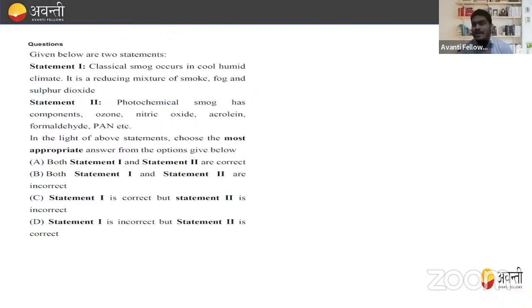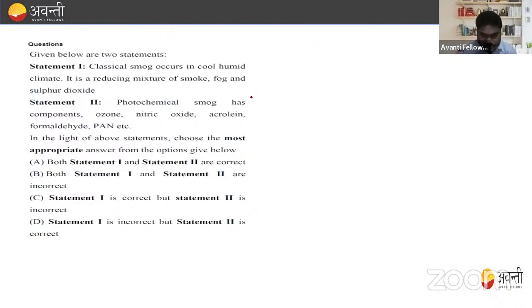Photochemical smoke has components, because we already discussed that photochemical smoke is oxidizing in nature, right? So from this fact, oxidizing in nature, try to learn that photochemical smoke has components like ozone. Ozone means oxidizing. Just try to learn this. There is no exact meaning linking oxidizing and ozone, but try to learn this: oxidizing nature, having ozone, nitric oxide, acrolein, formaldehyde, and PAN. It means both statements are correct. That is, statement one and statement two are both correct.